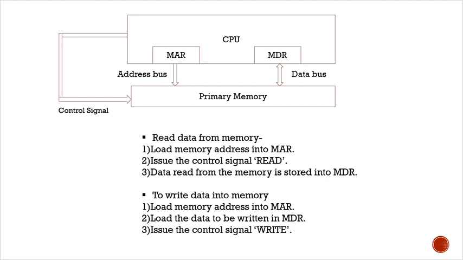Now let us understand how the data can be read out from the memory and data can be written into the memory. Data read from memory includes three steps. First, load memory address into MAR, then issue the control signal read. After that, data read from the memory is stored into memory data register. And to write the data into memory, we also require three steps only. First, load memory address into MAR. Second, load the data to be written in MDR. And we need to issue the control signal write to control this operation.